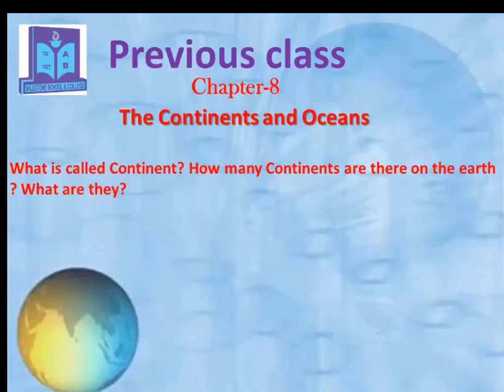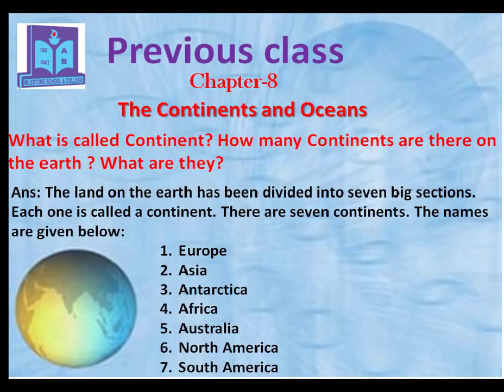What is called continent? Everybody you know. Let's see the answer. The land on the earth has been divided into 7 big sections. That means 7 big parts. Each one is called a continent. There are 7 continents: Europe, Asia, Antarctica, Africa, Australia, North America, and South America.